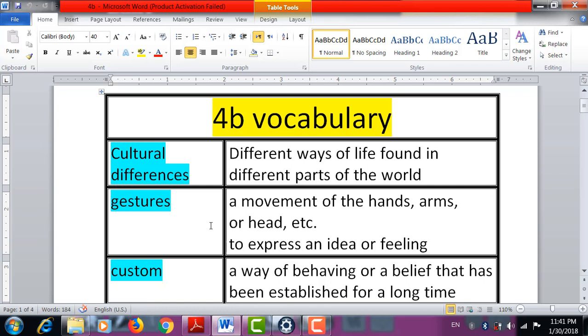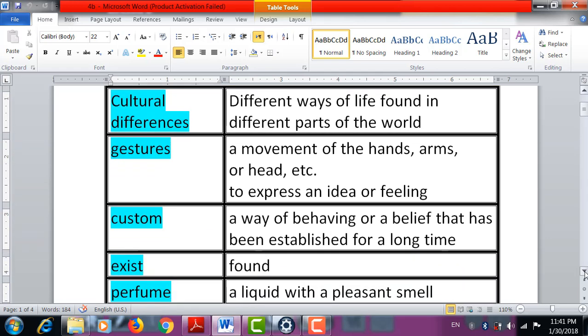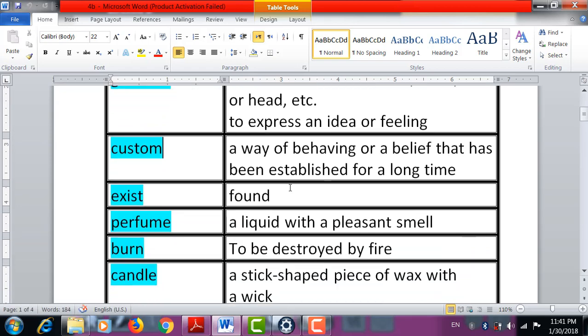So when you move your head, to nod your head or shake your head, this is a gesture. When you use your hand in a particular way to say hi, to greet someone, to shake hands with someone, this is a kind of gesture, right? Custom means a way of behaving or a belief that has been established for a long time, like the way we eat, the way we dress, and so on.